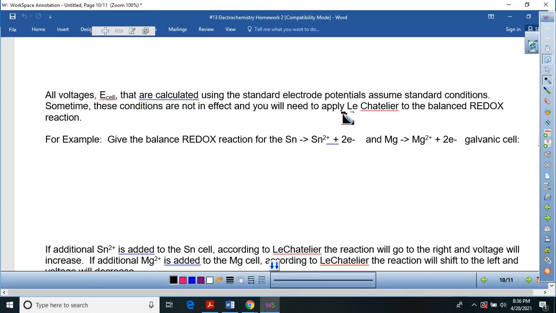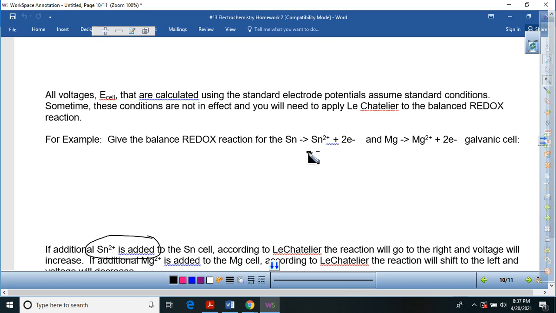Okay, so let's say we have these two half reactions. We have a tin +2 and magnesium galvanic cell. The first step, what we're trying to figure out, is if we add some Sn2+, how does that affect the voltage of this battery? And the first step to doing that is by writing your balanced redox reaction. So we need to write out our balanced redox reaction.